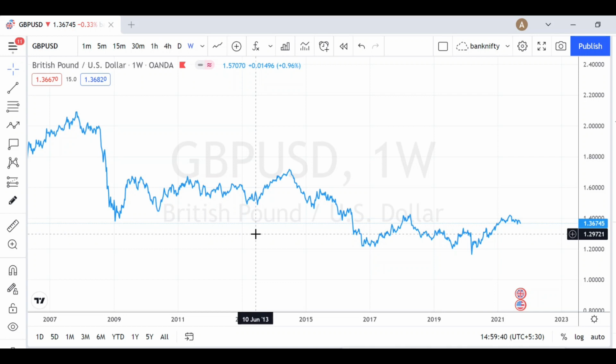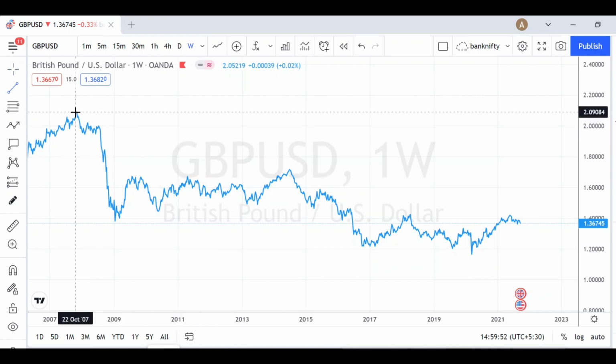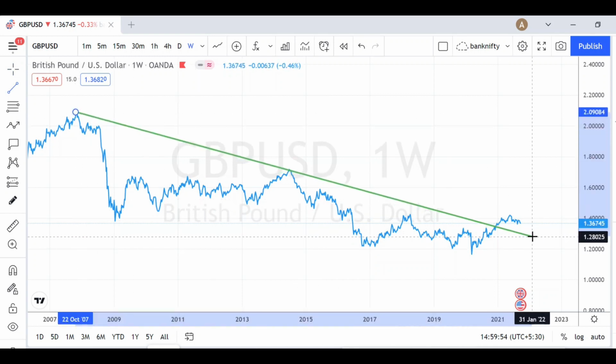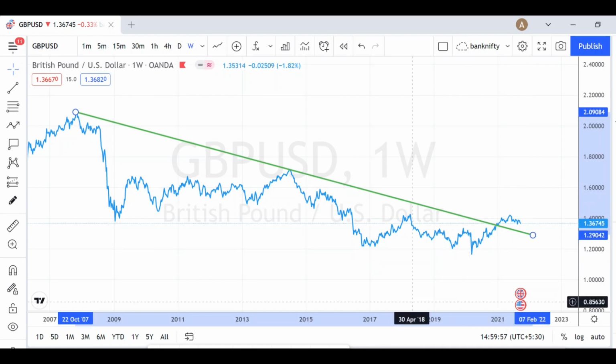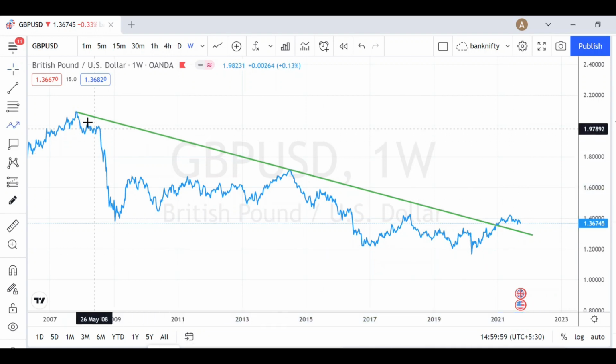Today we are going to do weekly analysis for British pound and US dollar. I'm on a weekly chart in British pound US dollar. Here in the weekly chart you can notice British pound US dollar has formed a very nice downtrend.